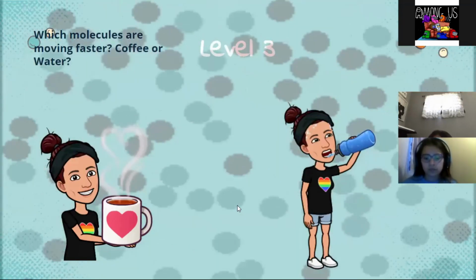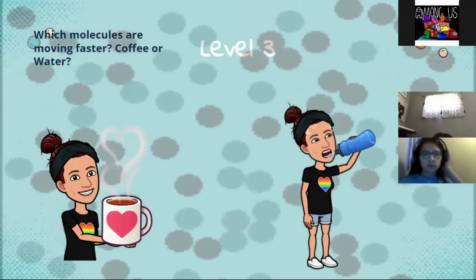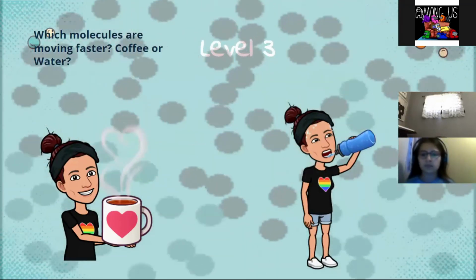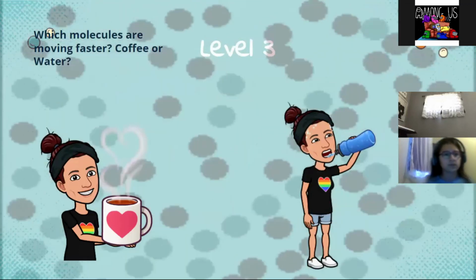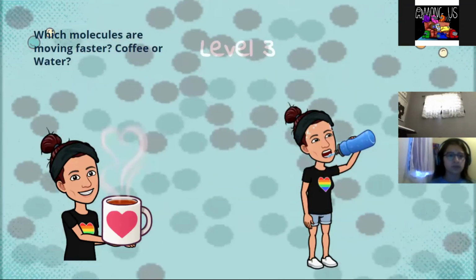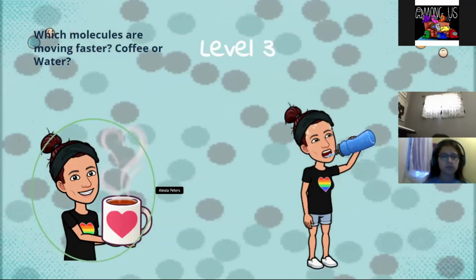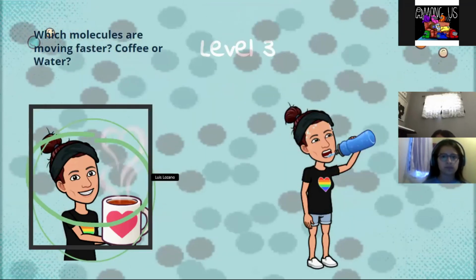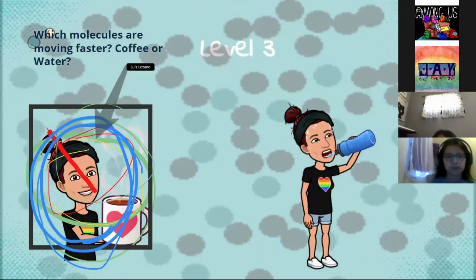Okay, one more time, we're going to try the annotation tool properly. You take your annotation tool and you circle one Bitmoji of Mrs. Burnfin. Which molecules are moving faster? Is it the coffee or the water? Which molecules are moving faster? The coffee. Is it the coffee or the water?